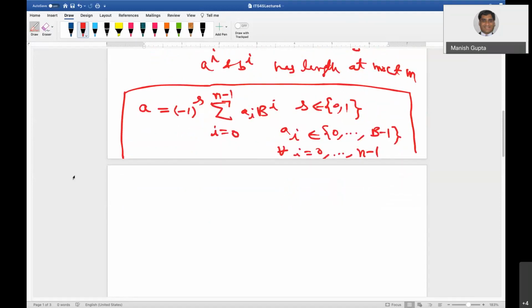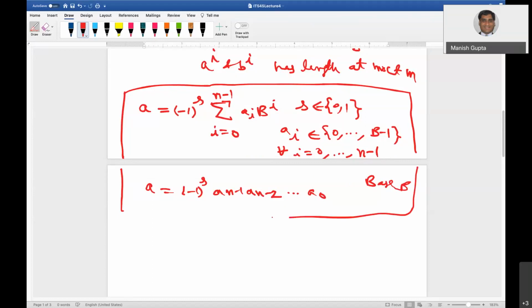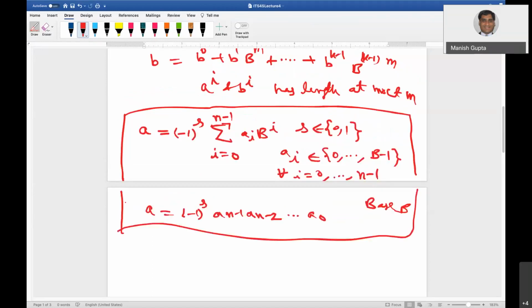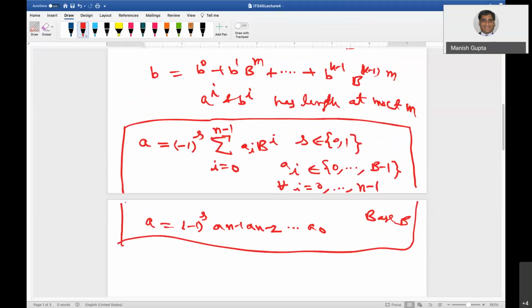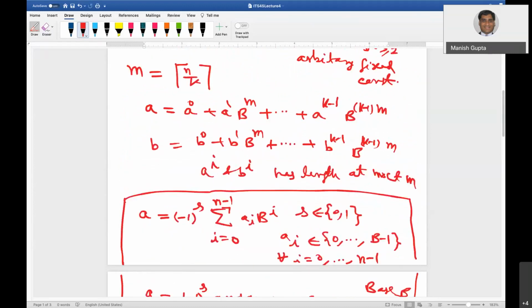Okay, so if B is fixed, we can also write it down. A is equal to minus 1 raised to power s, a n minus 1, a n minus 2, down to a 0. So base is B. Okay, so this is the general notation. Basically, just like a decimal number, where we can write a decimal expansion, similarly we can write any number in general in base B.